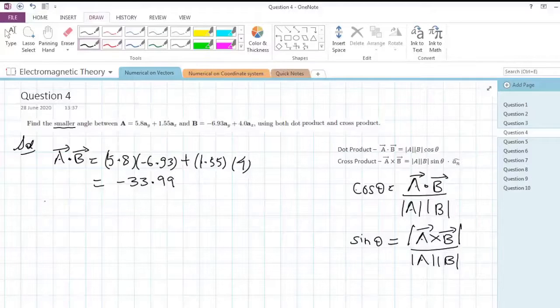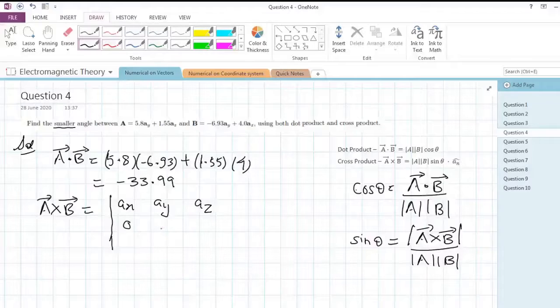And when you find the cross product of A and B, you'll have to use the determinant method because there is no easier method than this. In the second row, we'll write the coefficients of vector A, that is 0, 5.8 and 1.55. And in the third row, we'll write 0, minus 6.93 and this 4.